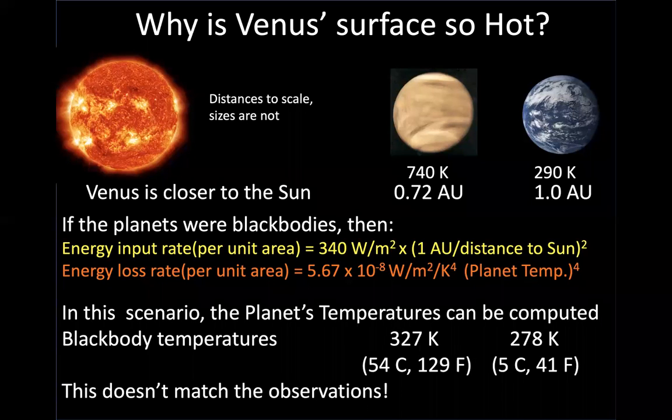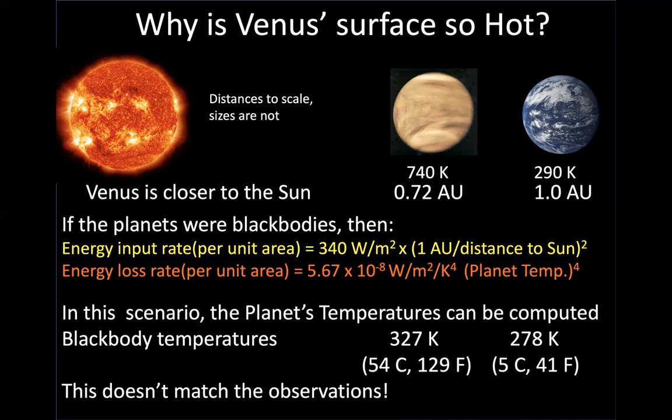Now, you can do this. You can calculate the energy flux from the sun and the thermal radiation from the planet under the assumption they're black bodies, and calculate what temperature balances the energy input and output. And if you do that for the Earth, you get a fairly sensible number, around 278 Kelvin, about 40 degrees Fahrenheit, which isn't too far off the actual answer.